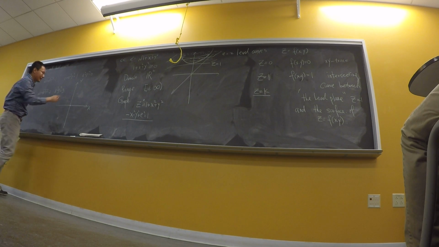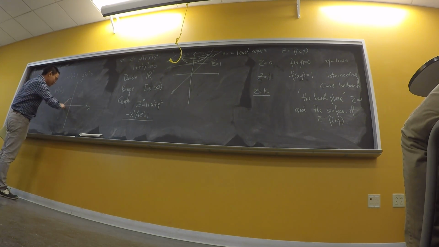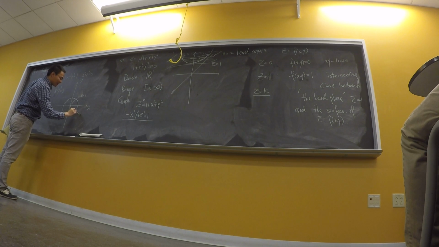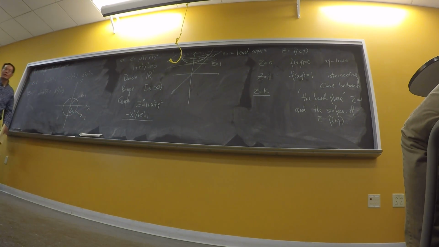So I can draw this circle on the xy plane centered at 0 with radius of square root of 2. Actually, square root of 3. So this is the level curve when z is equal to 1. This is the level curve when z is equal to 2. Yeah, we're pretty much done.